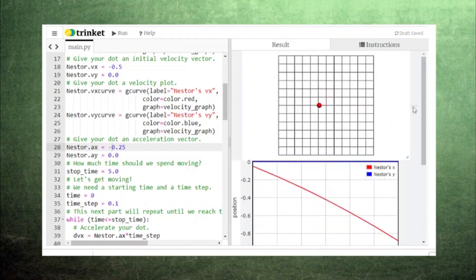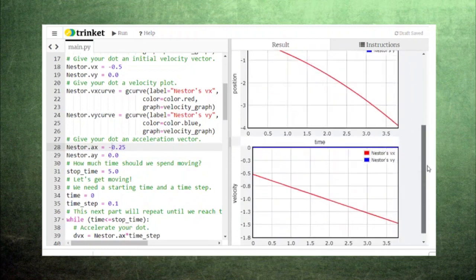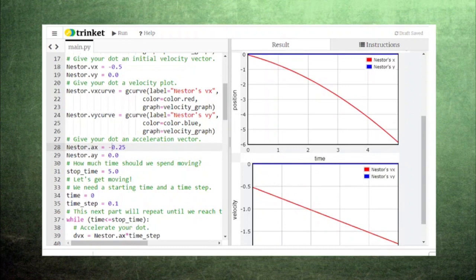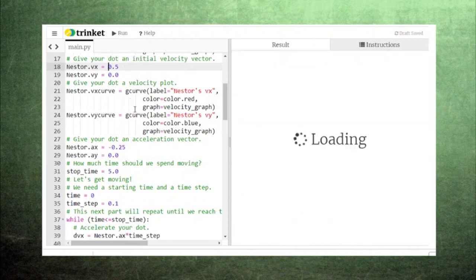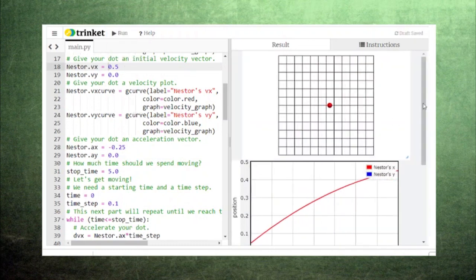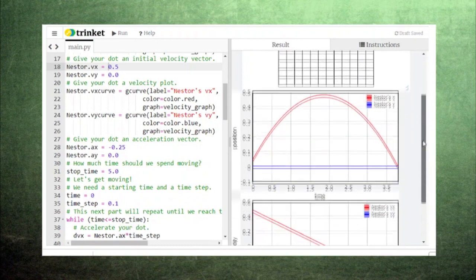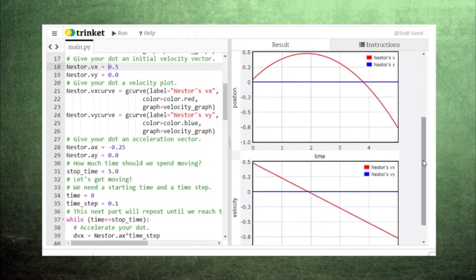He begins by moving left and gets faster in the left direction. Nestor's position curve demonstrates this behavior by becoming steeper, and his velocity curve shows that his velocity is becoming more negative. Lastly, if we change Nestor's initial velocity back to a positive number, we can watch him begin to travel to the right and then turn around. Again, we see a parabola on Nestor's position curve, but this one is upside down compared to the first, since his acceleration has changed sign. Likewise, his velocity is steadily decreasing, changing from positive to negative.